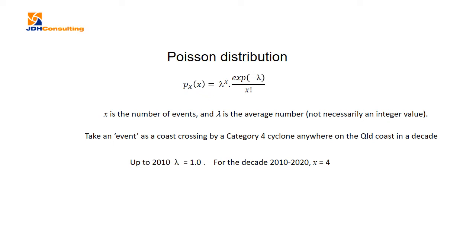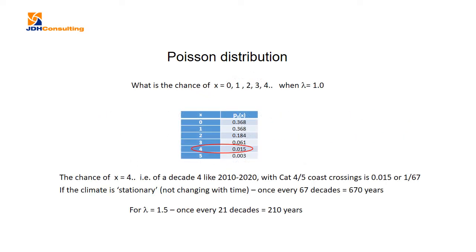So for this particular situation, lambda, based on the information up to 2010, was about 1.0. The question is, what is the probability of getting 4, X equal to 4, within the last decade, which appears to be what happened. So the Poisson distribution will tell us the probability of getting 0, 1, 2, 3, 4, any number of events when the average number per decade is 1.0.